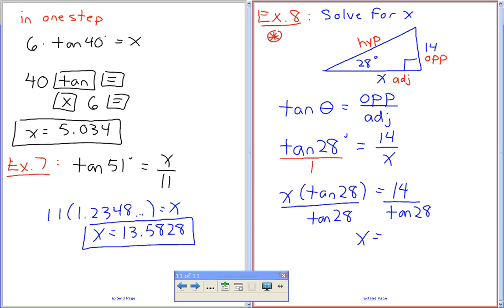I know. Okay, Riley, 14 divided by tan 28. Type it in, please. What do we got? If I had to guess, it's going to be like 40. That's my guess.